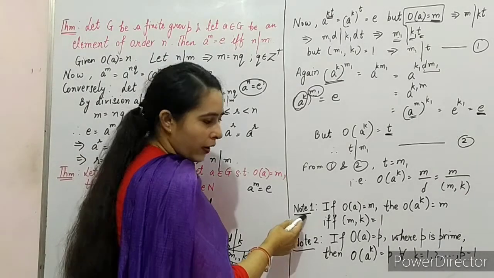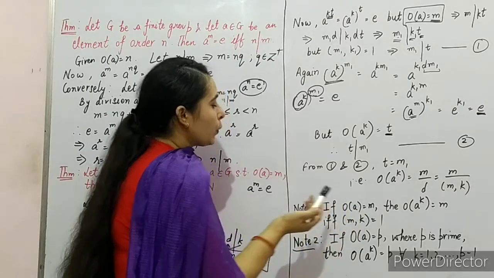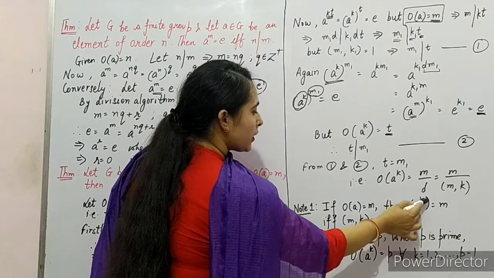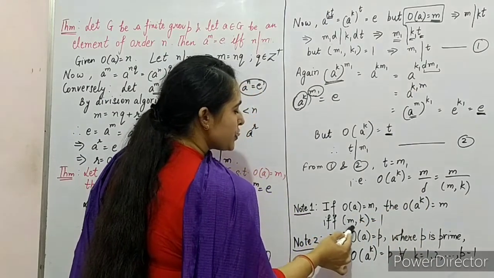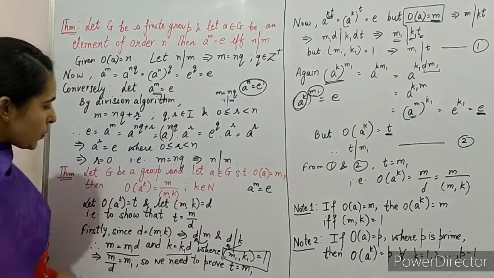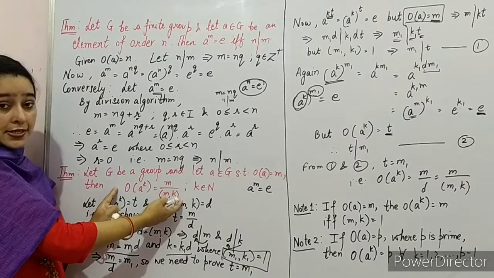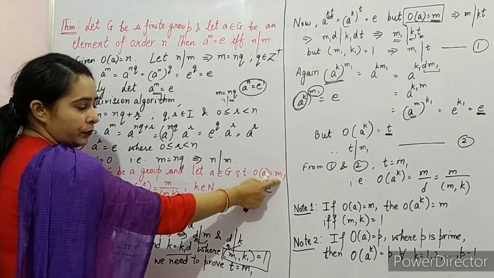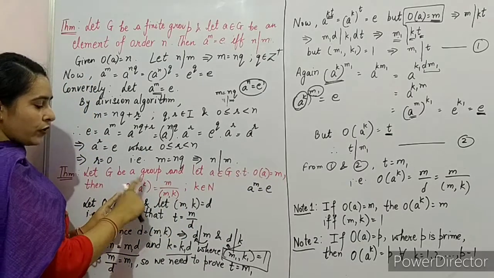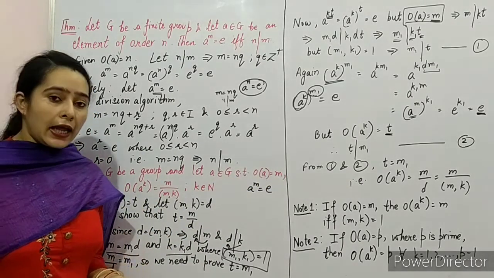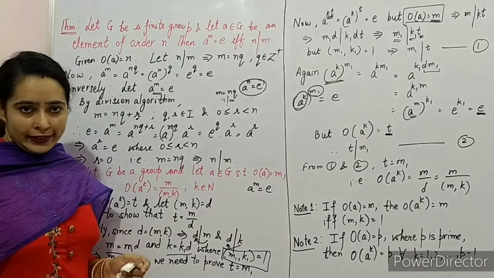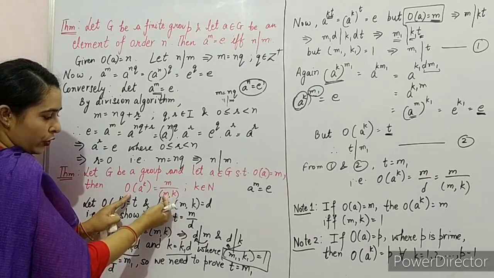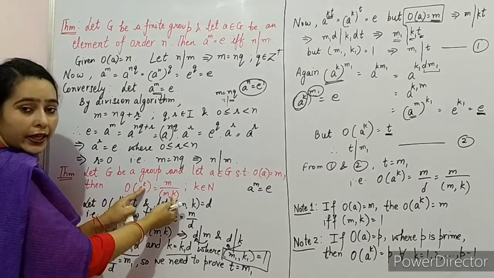Now here is note 1. If the order of a is equal to m as here, then the order of a raised to power k is equal to m if and only if GCD of m and k is 1. Now see here what this theorem says. This theorem says that if we know the order of a, we can calculate the order of a raised to power k. How can we calculate it? We can calculate it by dividing the order of a by GCD of the order of a and this power k.